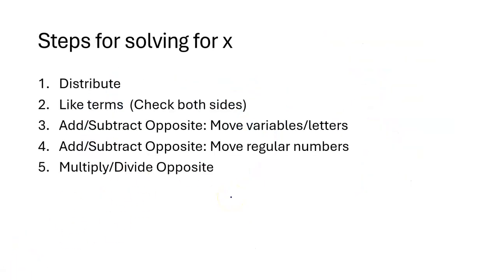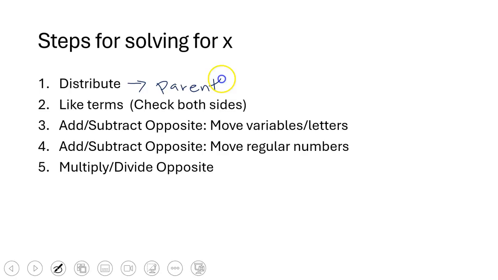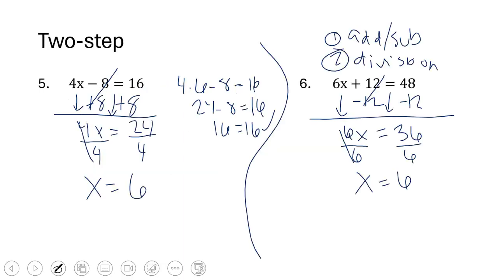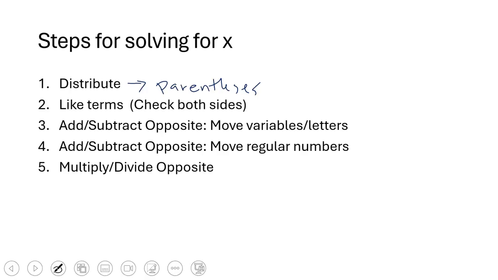Here are my steps for solving x. There is an order. That's why I love solving for x. I'm a type A person. I need my steps and I need my order. Distribute. If you have any parentheses, you will handle that first. Distribute. We will cover that in the next lesson. But if you need all the steps in order now, so if you don't have distribute, move on to the next one. So this problem, 5 and 6, we didn't have distribute, so we won't do that.